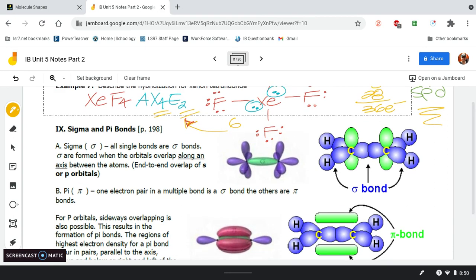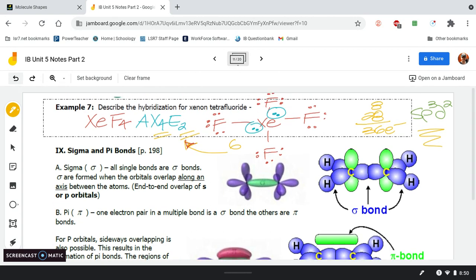When you have bonds happening, you have the sigma bonds and the pi bonds, which are sort of designations for the attachments. And so here's what we have to know. It says a sigma bond, and this is the symbol for sigma. All single bonds are sigma. So if you have a single bond, it is a sigma bond. If we go up to this example we just did, that's a sigma bond, that's a sigma bond, because those are all singles. Okay.